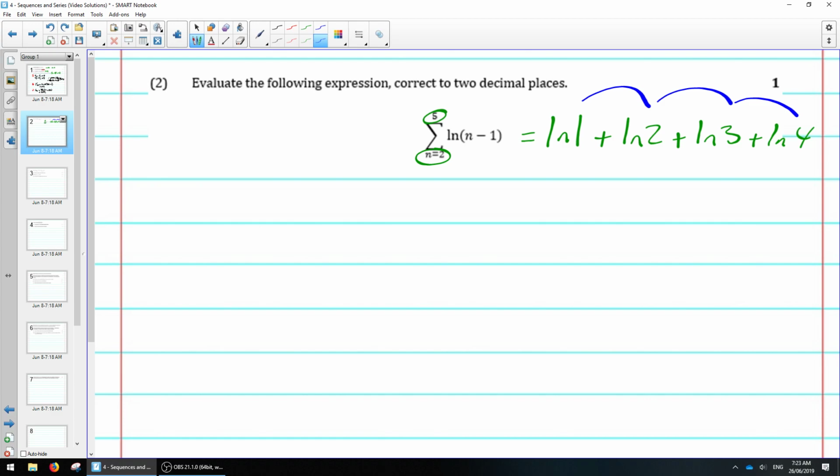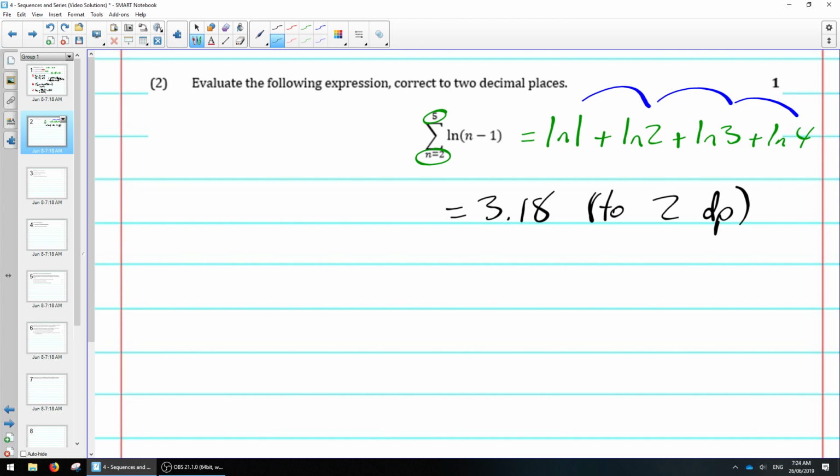It's actually quite simple. So you just do ln1 plus ln2 plus ln3 plus ln4, and you'll get approximately 3.18 to 2 decimal places. So that's why it's only 1 mark. It's really just realizing what sigma notation means, subbing the numbers in, putting into your calculator, there you go.